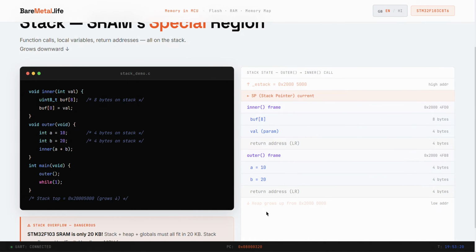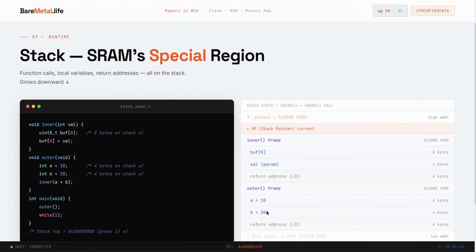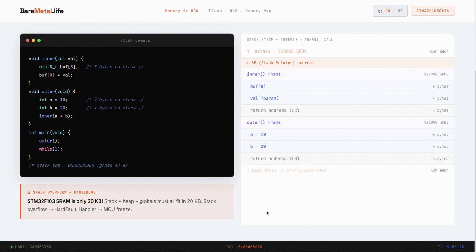Now, the danger: stack overflow. Here's something you must never forget when working with microcontrollers. The STM32F103C8T6 has only 20 KB of SRAM, and that 20 KB has to fit everything: your .data, your .bss, your stack, and your heap, all at the same time. The stack grows downward from the top of SRAM, and the heap grows upward from the bottom.